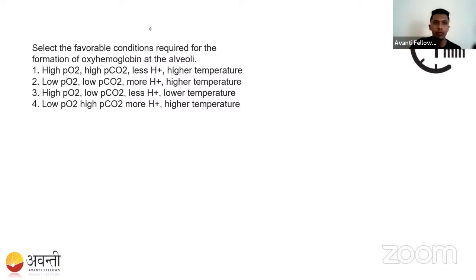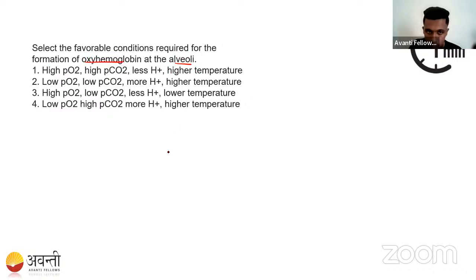All right, students, our time is up. So let's see which is our right option. Okay. So I'll end the polls now. Let's see if we have the right option. So they're asking about what are the favorable conditions required for formation of oxyhemoglobin at the alveoli.